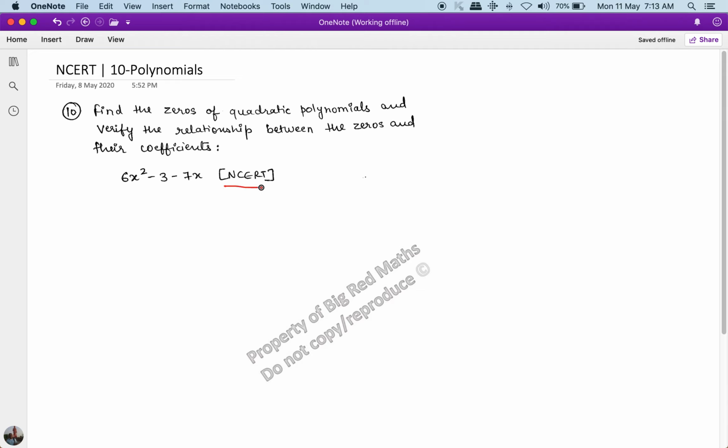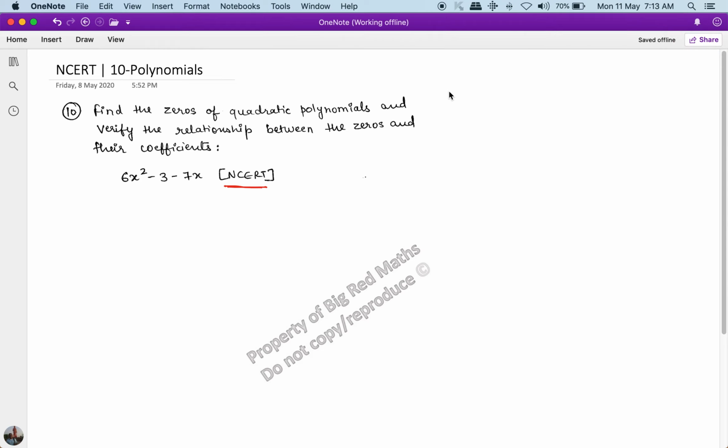This is an NCERT question. Let's start solving this one. Since we have solved many questions wherein we found the alpha and beta first, this time let us find the zeros first. The question says: find the zeros of the quadratic polynomial and verify the relationship between the zeros and the coefficients.